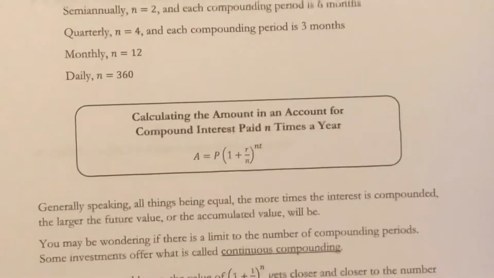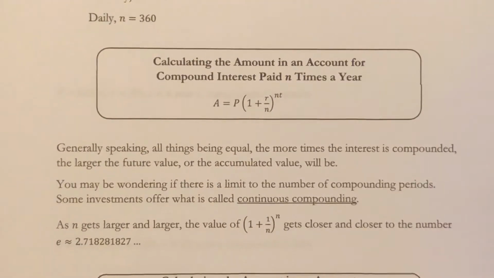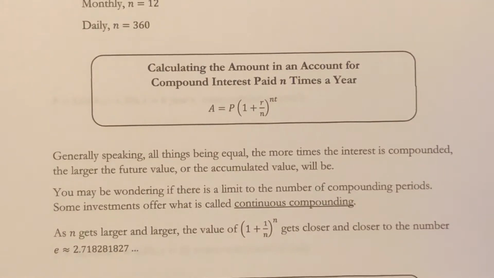Now, generally speaking, everything else being equal, the more times you can compound in a year, the larger the future value. So if you have exactly the same principal and exactly the same rate and holding it for exactly the same number of years, you're going to end up with more money if you're compounding daily than if you're compounding semi-annually. Now, you might naturally wonder if there's a limit. If compounding daily is better than monthly, is compounding every hour better, or every minute better, or second? How low can you get that?